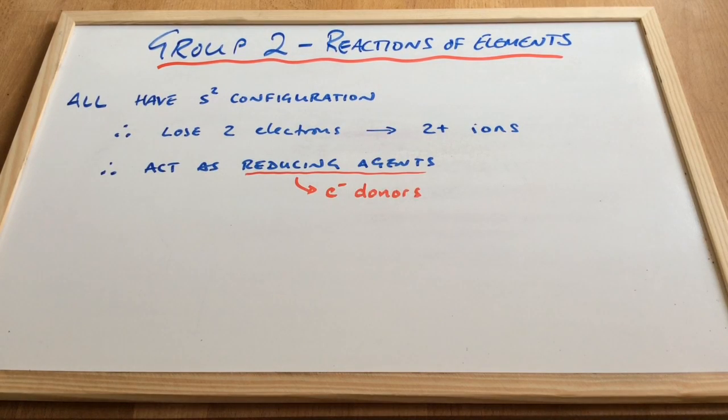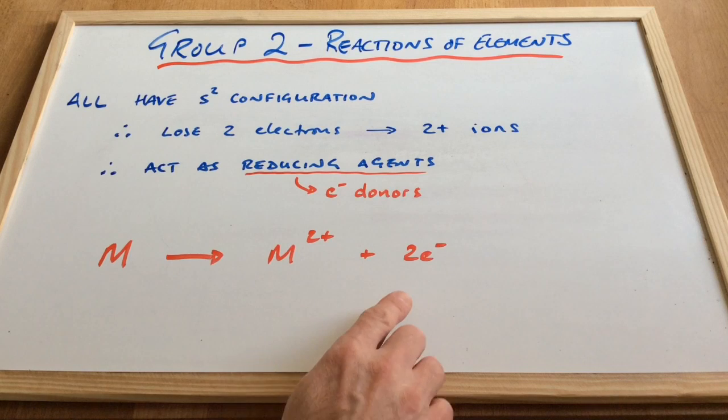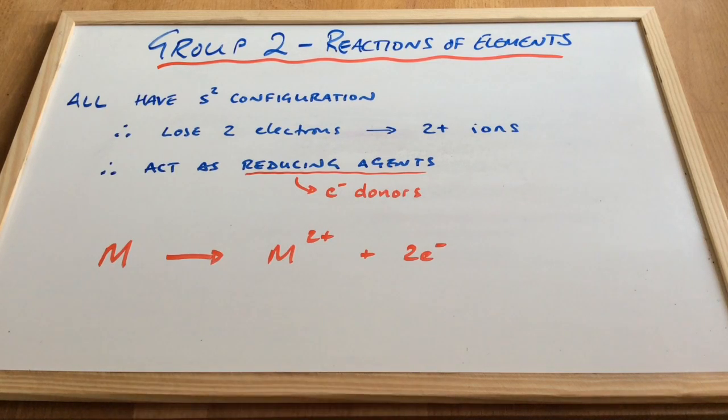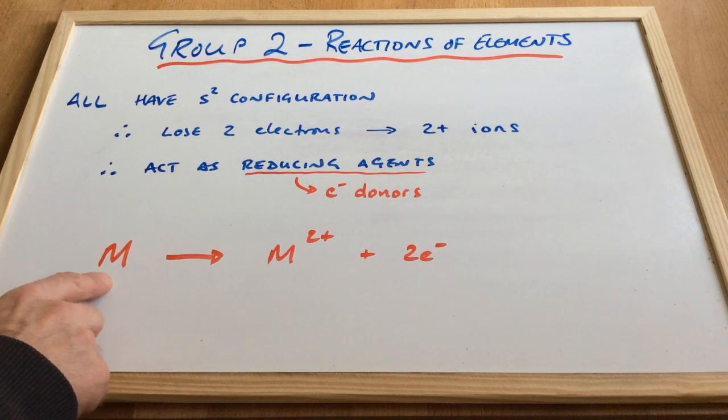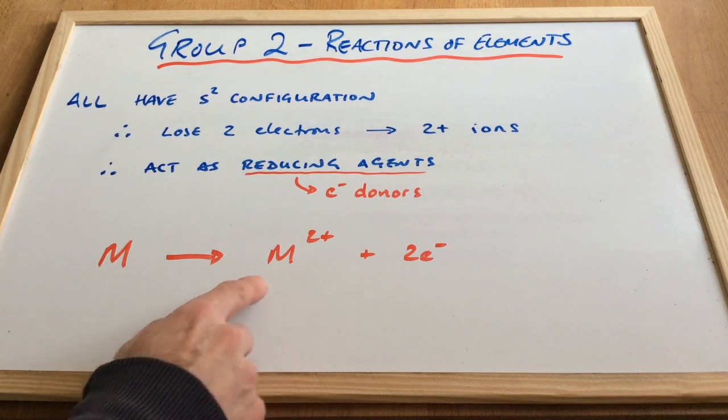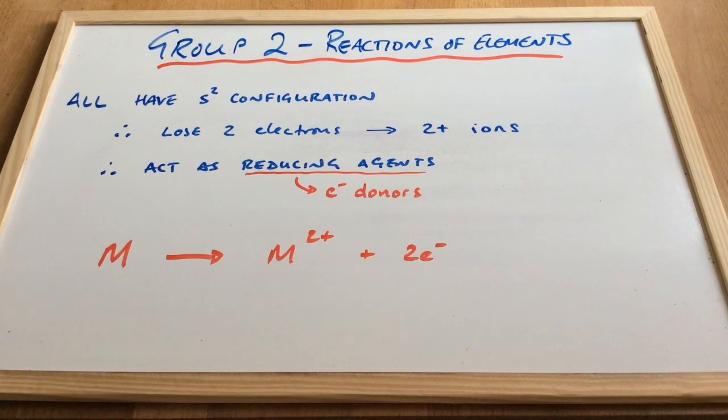Because they lose these 2 electrons, they are electron donors, and therefore when they react they act as reducing agents. And obviously we can show that by this simple half equation where we start with the metal and we turn it into the M2+ ion, and there's the 2 electrons there that it has donated. The metal itself has been oxidized because we're starting with a 0 oxidation number in the element form. Remember, all elements have an oxidation number of 0, and we're going to 2+, so that's an increase in oxidation number, 0 to 2+.